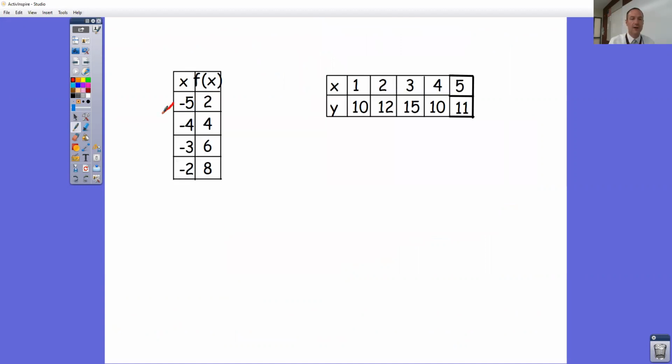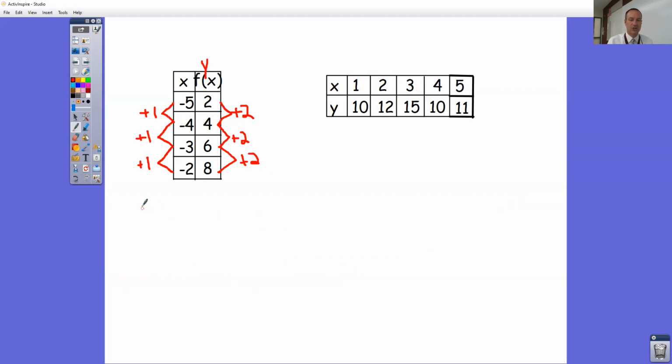So how do you get from -5 to -4? Well, we're adding by 1. How do you get from -4 to -3? Again, we're adding by 1. How do you get from -3 to -2? We're adding by 1. Then for your f of x or your y column, how do you get from y to y? From 2 to 4, we're adding by 2. How do you get from 4 to 6? We're adding by 2. How do you get from 6 to 8? We are adding by 2.